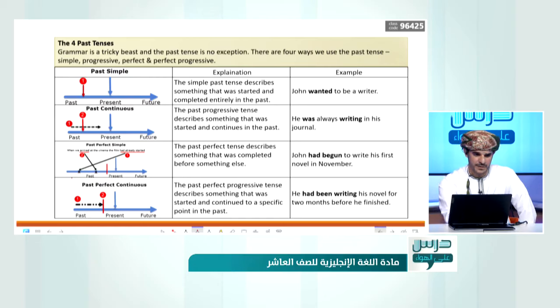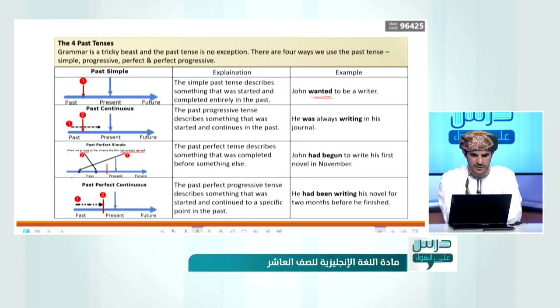What do you mean by past? Past, something that happened in the past. Past simple describes something that was started and completed, a finished action in the past. Like here, so short, by the way, past simple, very short actions. Like here, very short action happened in the past. Like John wanted, I went to Muscat. John wanted to be a writer.